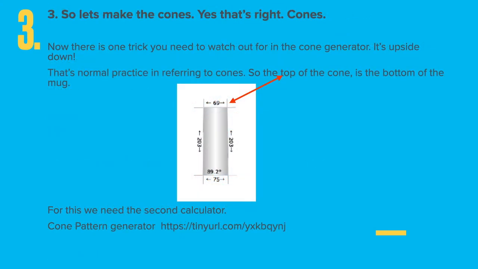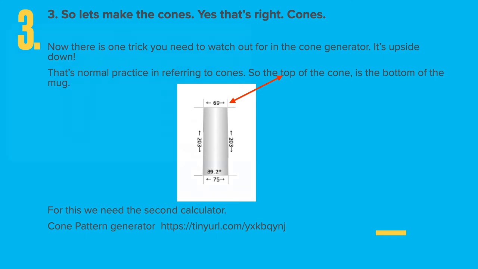So let's make the cones. Now that's right, a tapered latte mug, for example, or a skinny, is actually a cone. But there's one trick you need to watch out for in the cone generator. It generates a true cone, which is upside down. That is, the largest part of the cone is on the base. The smaller part is the truncated top. And for this we need the second calculator, the cone pattern generator.